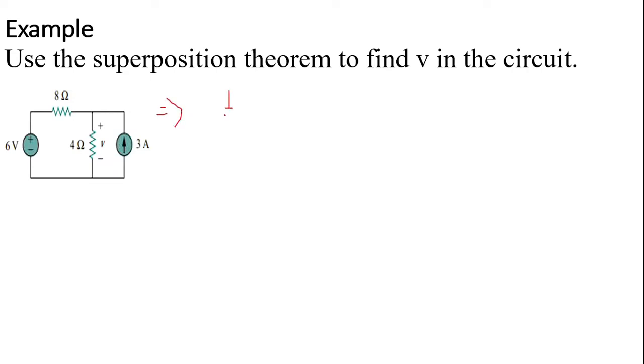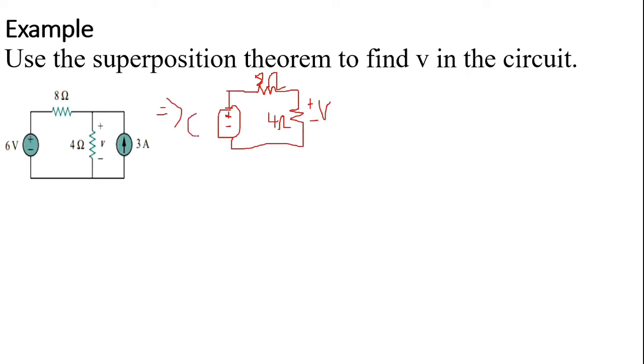So our new circuit has only one source: a 6 volt source, with an 8 ohm resistor and a 4 ohm resistor. Here, V1 is the voltage drop across the 4 ohm resistor, and here it is the 8 ohm resistor. Now you can find this voltage.